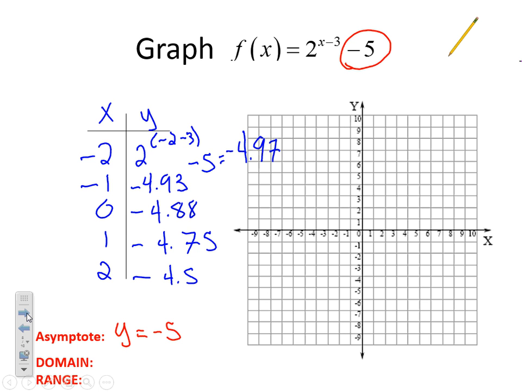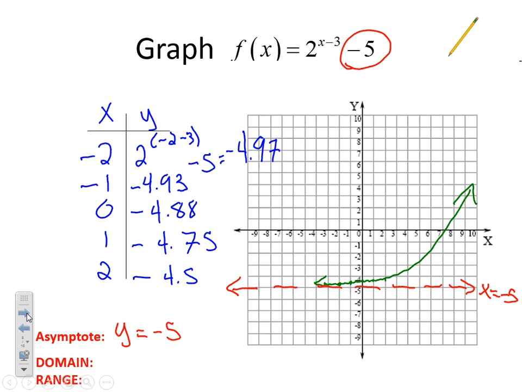So when we graph that, that means we're going to get really, really close to negative 5, but we're never going to touch it. So negative 2 is negative 4.97. Then negative 1 is negative 4.93, 0 is negative 4.88, 1 is negative 4.75, 2 is negative 4.5. So it's a very, very gradual way up, but eventually we're going to go up here. Okay? So there's my graph. We have to put in my asymptote, so I'm dotted line right here at y equals negative 5.